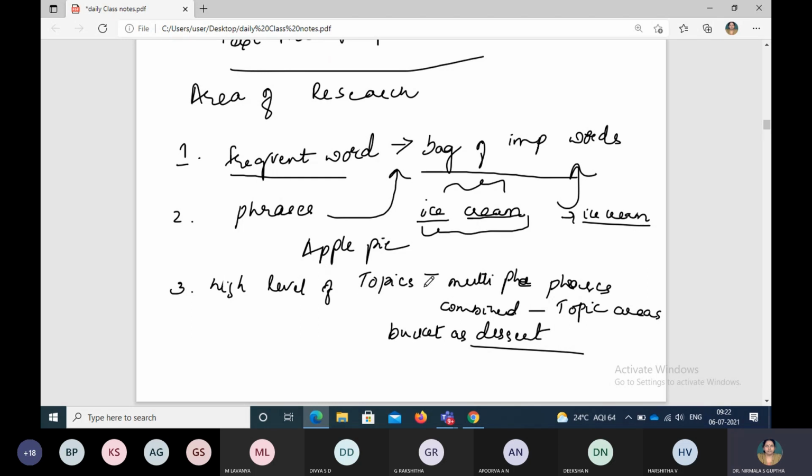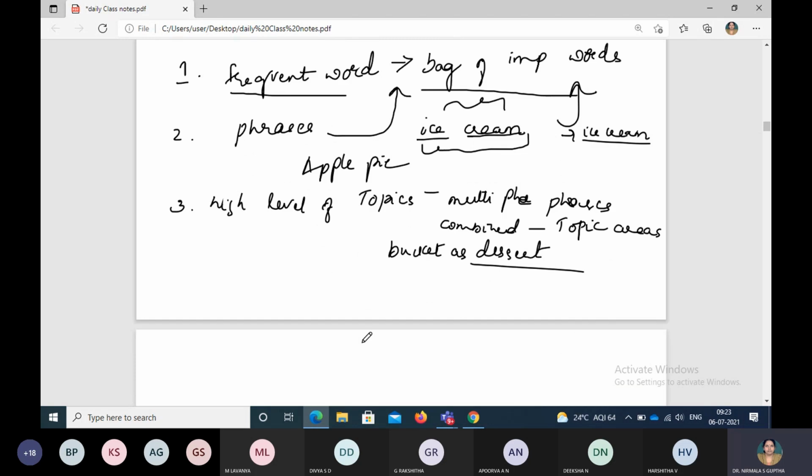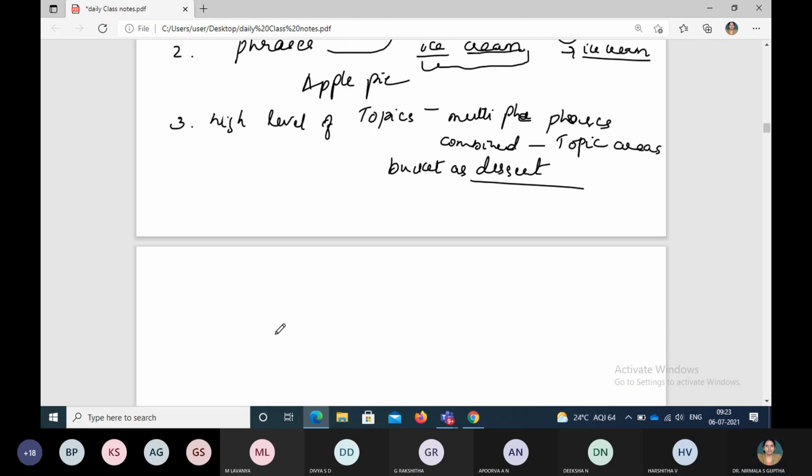When I say topics, it can't be one word. It is always framed by multiple phrases. Multiple phrases can be combined into a topic area, and the two phrases can be put into one common basket, like ice cream and apple pie. So I call it dessert. Any doubt in this? I asked, say yes or no.